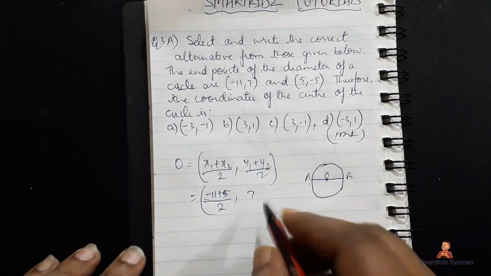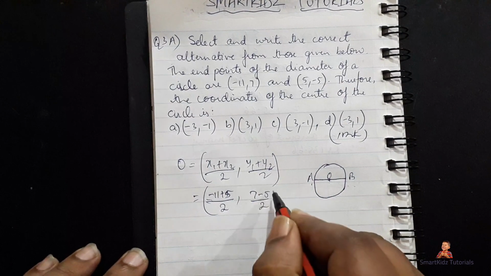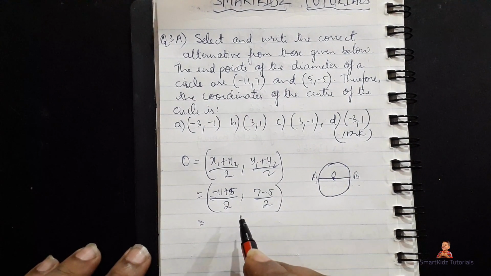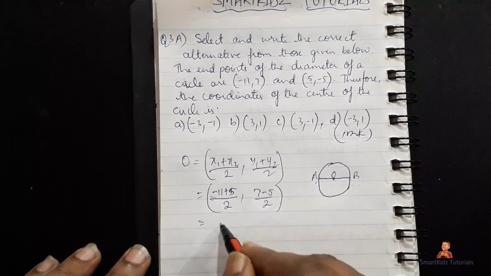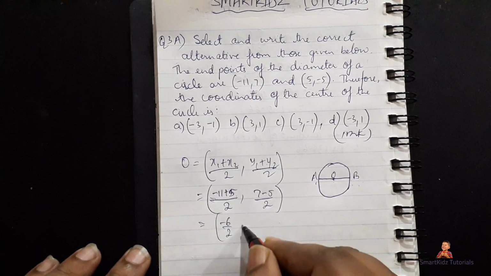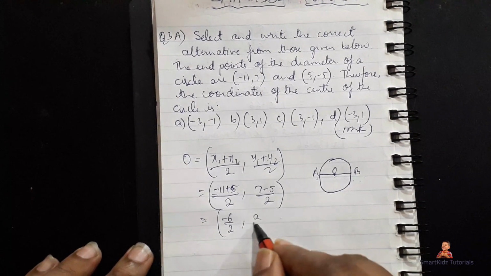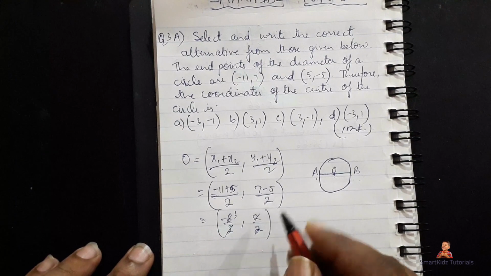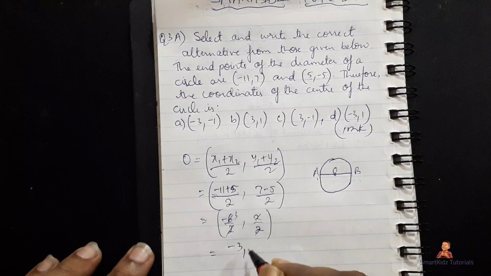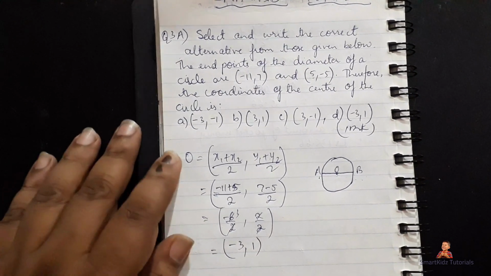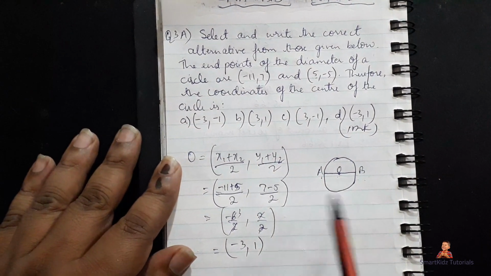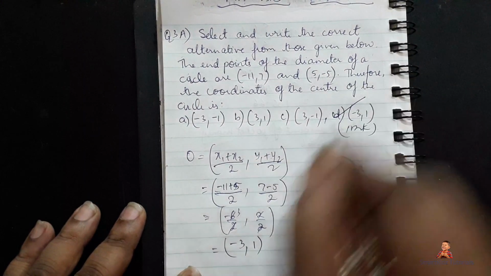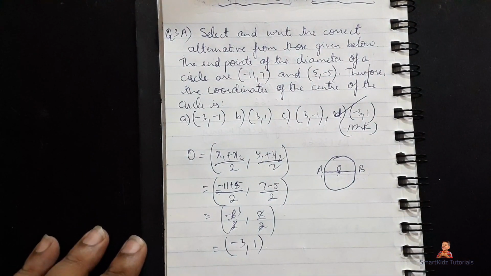So since it is plus, we'll get -5, (7 - 5) upon 2. So -5 plus -11 plus 5 gives us -6 upon 2, and 7 - 5 will give us 2 upon 2. We cancel this, 2 1s are 2, 2 3s are 6, 2 1s are 2, 2 1s are 2. We will get (-3, 1) as the coordinate of that center, and from our choice that would be D. So D is our correct choice, (-3, 1).